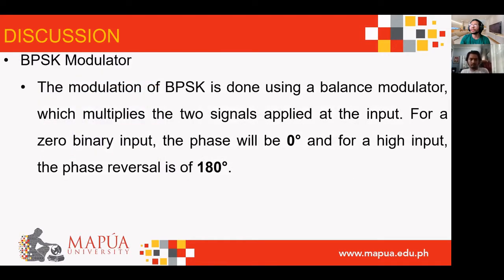The modulation of BPSK is done using a balance modulator, which multiplies the two signals applied at the input. The two signals are the carrier signal and the pulse signal. For a zero binary input, the phase will be 0 degrees, and for a high input, the phase reversal is 180 degrees. Then the output sine wave of the modulator will be the direct input carrier, or the inverted 180-degree phase-shifted input carrier, which is a function of the data signal.